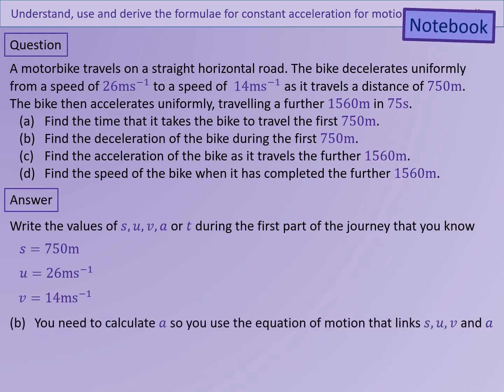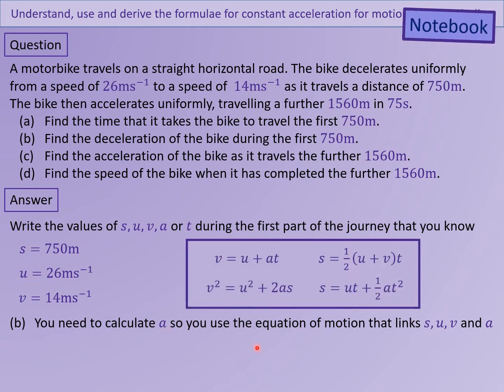Part B, we now need to calculate the deceleration of the bike. Remember that deceleration is just acceleration, but it will be a negative value. So we're trying to find A. We have S, U and V. So the formula that connects those 4 variables is V squared equals U squared plus 2AS.